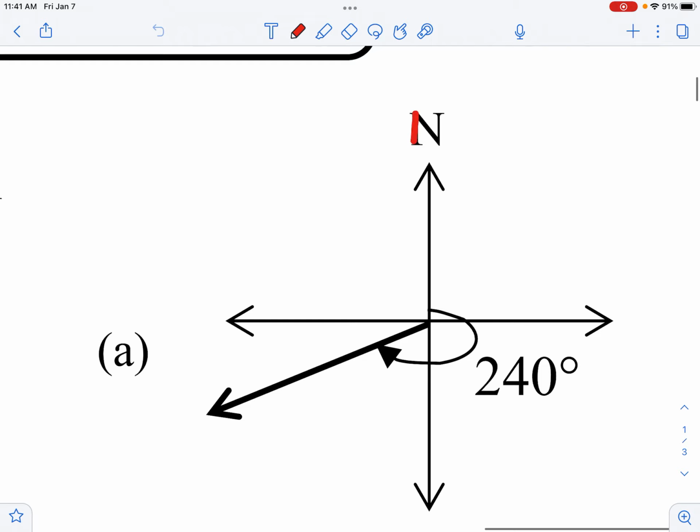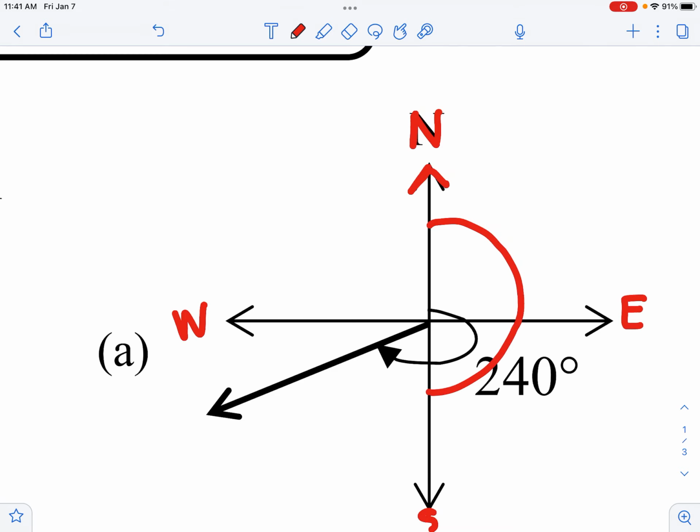So for example, here's our example. So here's due north. Remember your directions: north, east, south, west. I like never eat soggy Wheaties. There's never eat soggy waffles to help you remember. But 0 degrees is not at the positive x-axis like on the unit circle. 0 degrees is at due north. And then you're going to go clockwise. So this is 90 degrees. This is 180 degrees. And then this would be about 240 degrees.